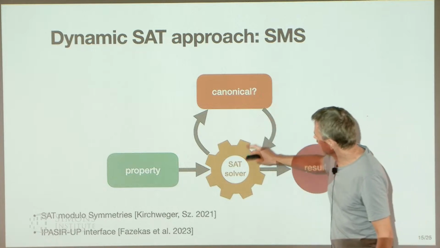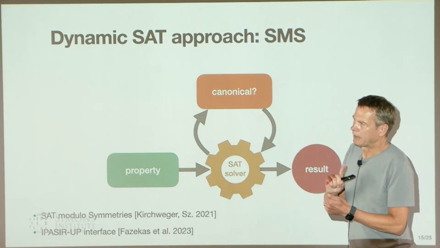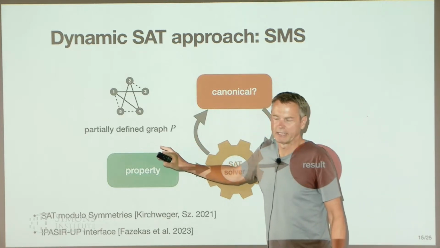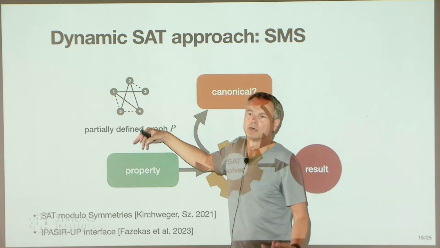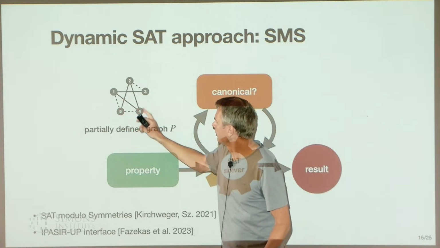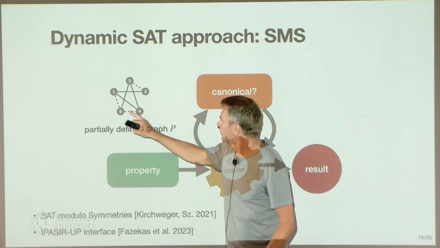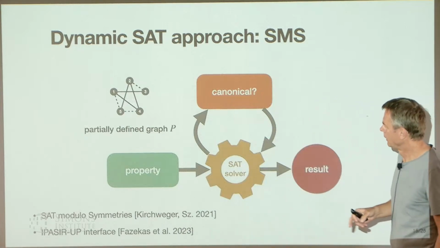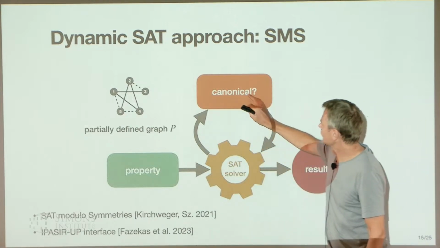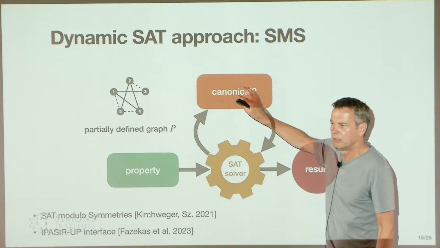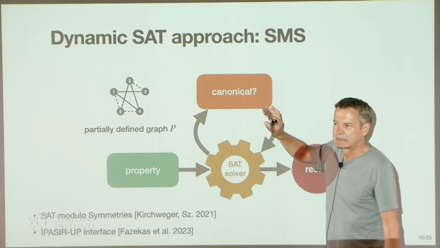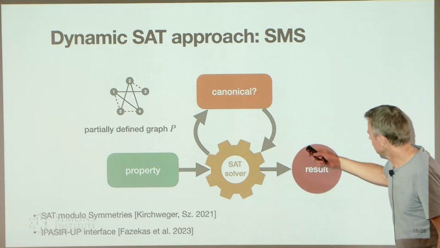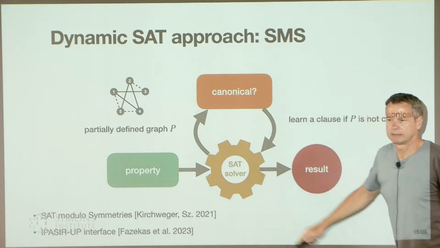But then whenever an edge variable is decided, we have what we call a partially defined graph. So now for some edges, we know they are there. For some, we know they are absent. But here, these dotted edges, we don't know yet. Therefore, it's partially defined. Then we send this partially defined graph to a special algorithm which checks whether this partially defined graph can be made canonical. And if not, we learn a clause and send it back to the solver.